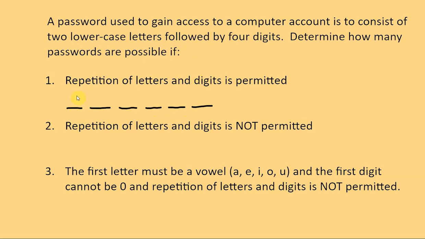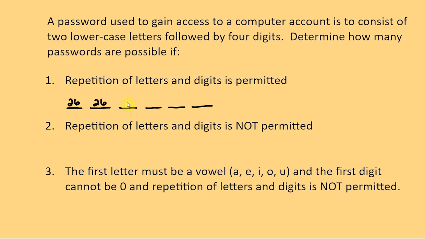So for the first, these 2 are letters. For the first letter, there are 26 letters in the alphabet, so that means for this first letter, there's 26 possibilities. For the second letter, because repetition is permitted, it doesn't matter what letter we used in the first position, we still have a choice of 26 letters to go in the second position.